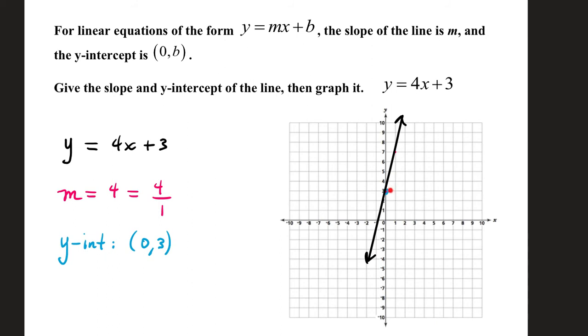Plot your y-intercept and then count off your slope, up 4 over 1. That gives you a second location to connect, and you'll get your graph of your line. Plot your y-intercept first, then count off your slope. That's location number 2. Connect the dots.